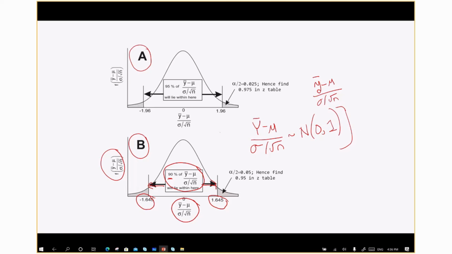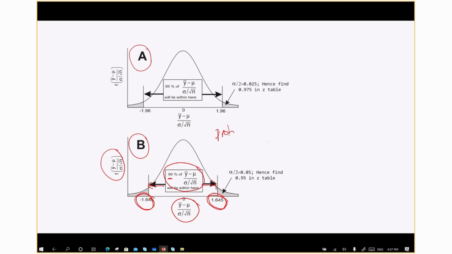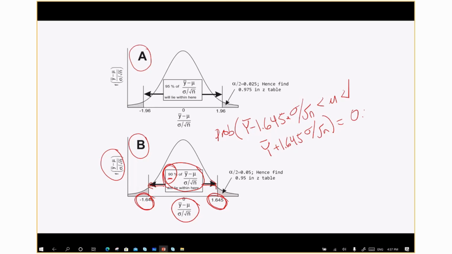So what that allows us to say, knowing that we've got this 1.645 and this minus 1.645, is we can now look at the probability that y bar minus 1.645 times sigma divided by the square root of n is less than mu, which is less than y bar plus 1.645 times sigma divided by the root n, is going to be equal to not 0.95, but rather 0.90. So that's the way we can calculate a 90% confidence interval.